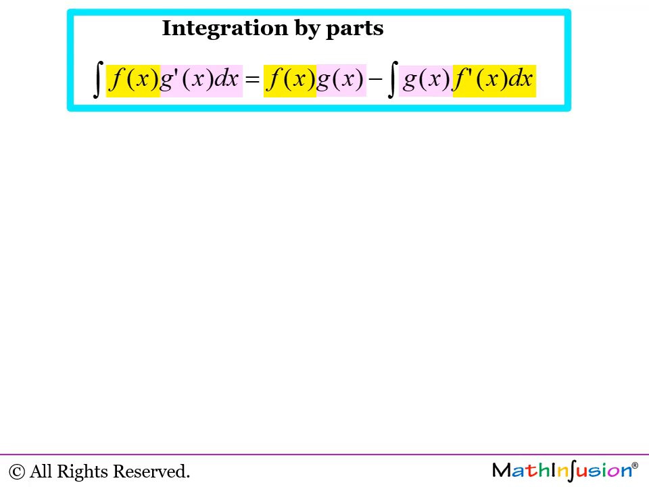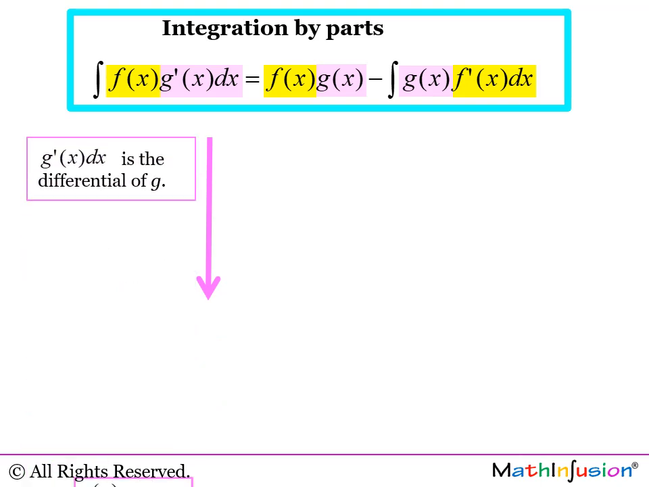Let's recall for a second what integration by parts is. It's a way to integrate the product of two functions. One is f(x) and the other one is the derivative of the function g. And then we get f times g minus the integral of g times the derivative of f.